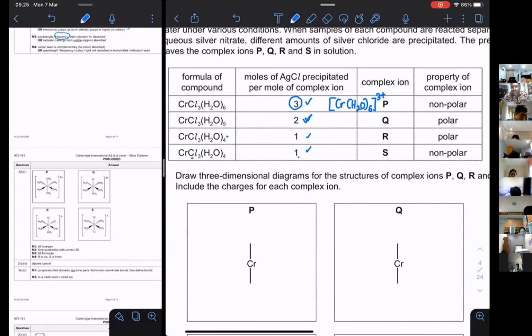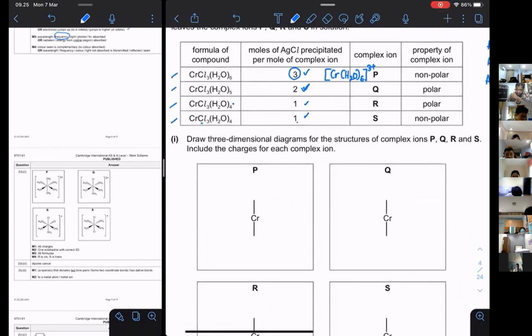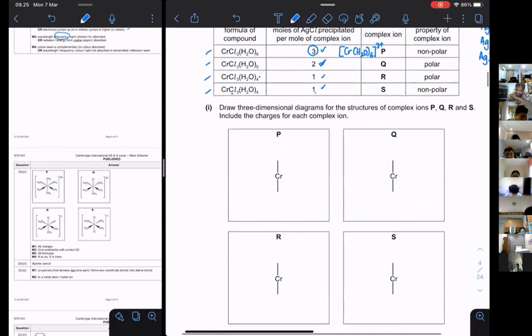The property of the complex ion, they mentioned that it is non-polar. So include the charges, but basically the complex ion is non-polar. Why? Because the ligands are all H2O. So if I want to draw the 3-dimensional diagram for that, it's quite easy. You just need to put something like this.